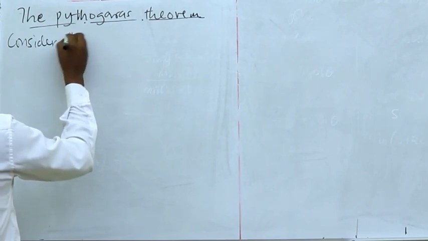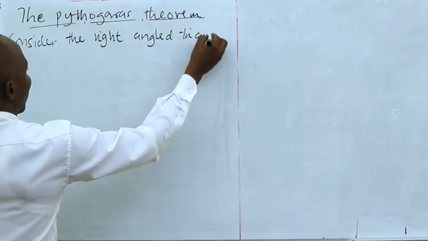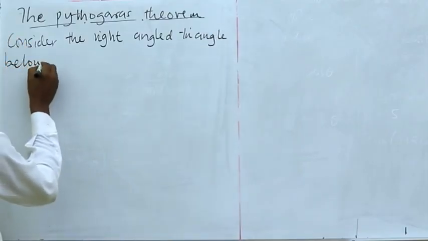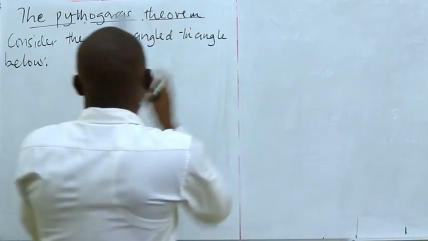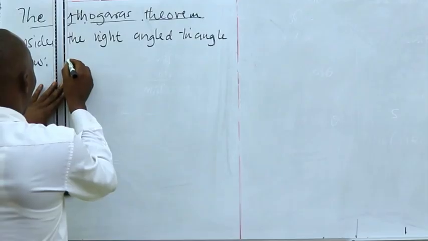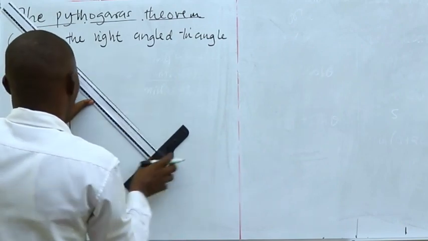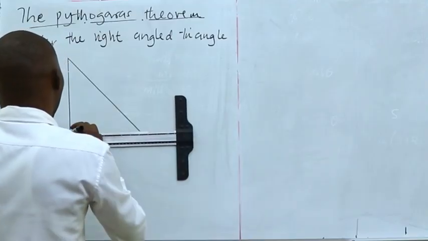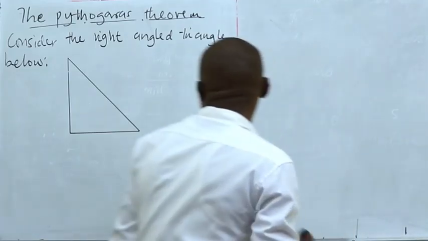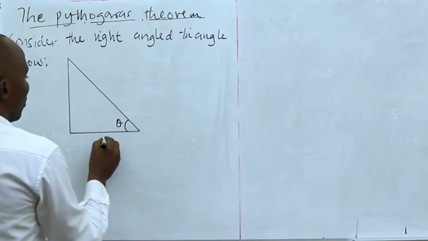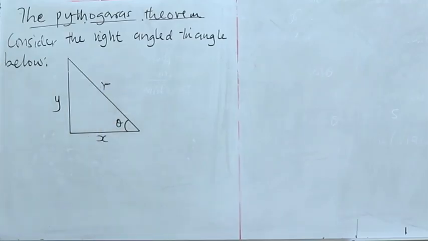the right-angled triangle below. That is my right-angled triangle, with an angle theta here, this is side x, that one is side y, and that is side what? R.